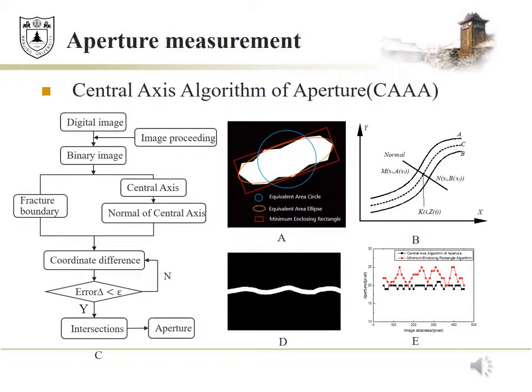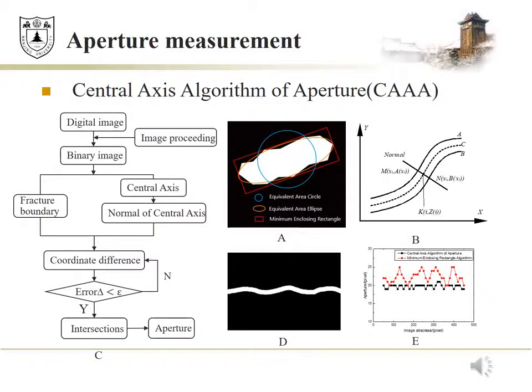Aiming at the shortage of traditional methods, and according to the definition of aperture, which is the perpendicular width between the two boundaries of a fracture, a new method, the central axis algorithm of aperture, is proposed. A schematic diagram of the central axis algorithm of aperture is shown as Figure B. The flow chart of the CAAA is shown as Figure C.